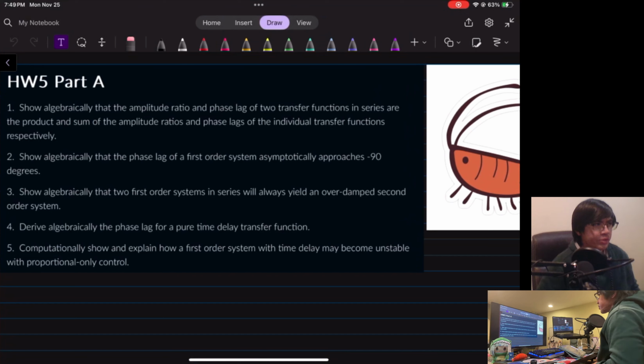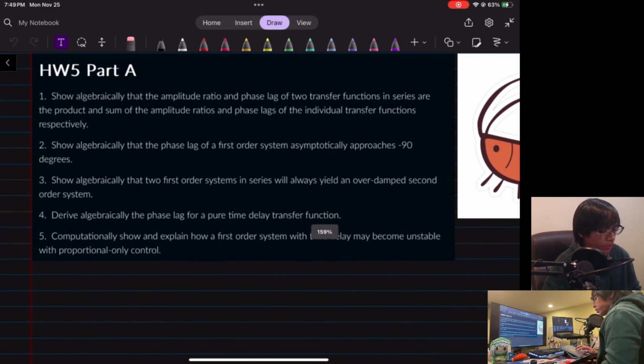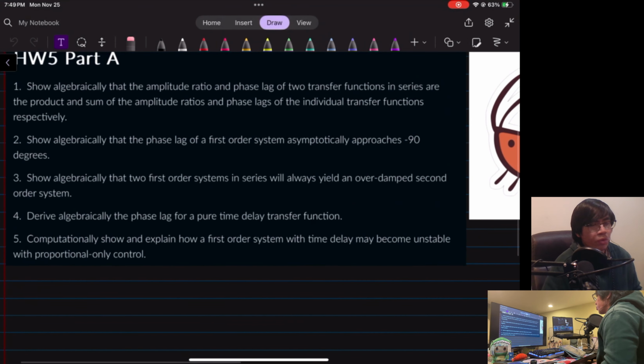All right, so this will be the last series of problems for process controls. We're going to be focusing on transfer functions, more on how they work in series. In this first problem, the amplitude ratios, which we derived in a previous video, are multiplicative if we have a series of transfer functions: they are the product of two individual transfer functions, with the phase lag being additive between two individual transfer functions if they're in series.